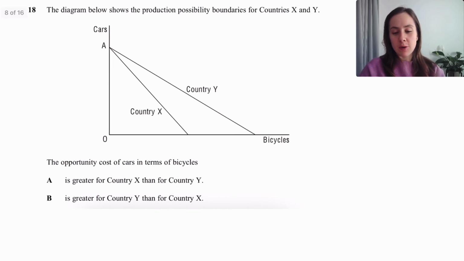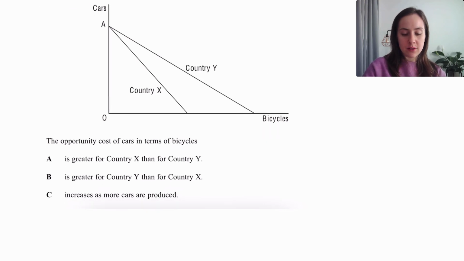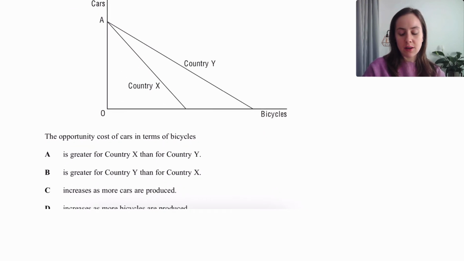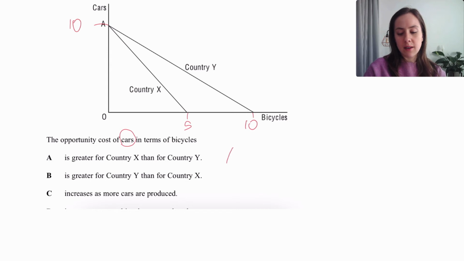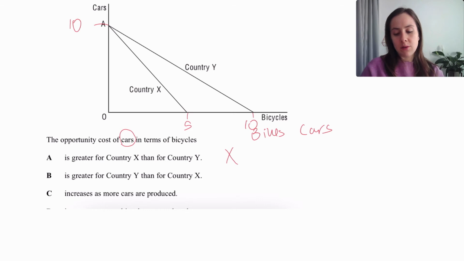We've got PPCs for country X and Y. And to make a car, they're asking, what's the opportunity cost? So I add some numbers, that's how I do it. Let's say this is 10, this is 5, and this is 10. So for country X, bikes, cars: country X can make 5 bikes, can make 10 cars. Country Y can make 10 bikes and 10 cars.